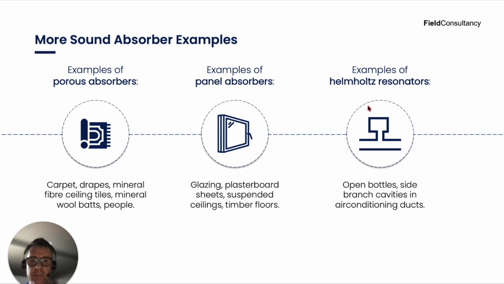Examples of panel absorbers. I've talked about plasterboard sheets in rooms. Also glass, window glass is very important. So the larger the pane of glass or the larger the window in a building, the lower the frequency of absorption of that piece of glass. Suspended ceilings also provide low frequency absorption, and timber floors.